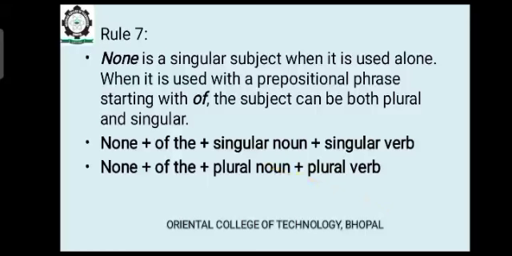Rule number 7. None is a singular subject when it is used alone. When it is used with a prepositional phrase starting with of, the subject can be both plural and singular. None plus of the plus singular noun plus singular verb. None plus of the plus plural noun plus plural verb.